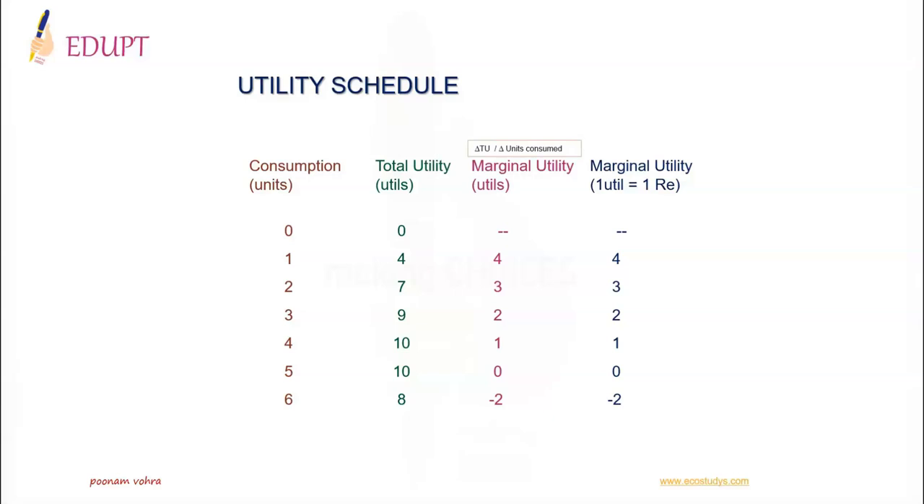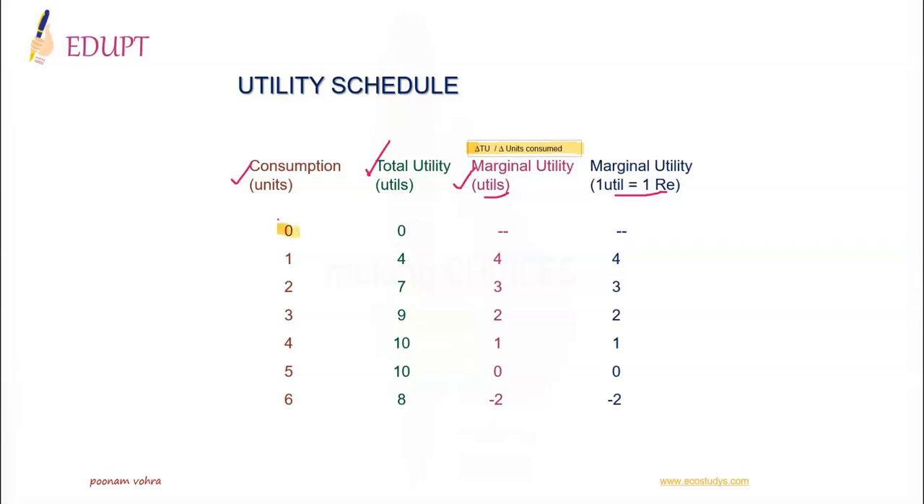In the table, units consumed of commodity X are known to us, which vary from 0 till 6 units. For total utility, a numerical value is assigned to each unit consumed and is mentioned here. So one can find marginal utility in util terms as well as in money terms, assuming that 1 util is equal to 1 rupee. Marginal utility is change in total utility divided by change in units consumed. Now let's understand the tabular presentation.